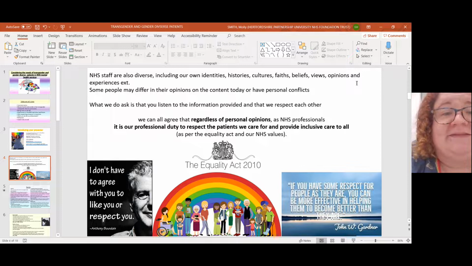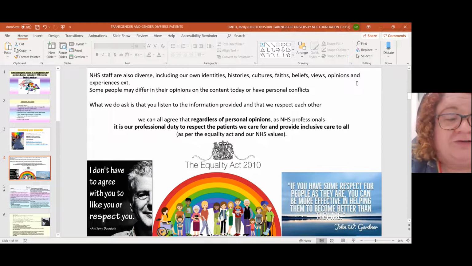But what I will ask is that you listen to the information that I'm providing, and that you respect the information that the research is sharing as well today. I would say, regardless of your opinions, we can all agree that as NHS professionals, it's our professional duty to respect our patients that we care for. It's our professional duty to provide equal and inclusive care to our patients.